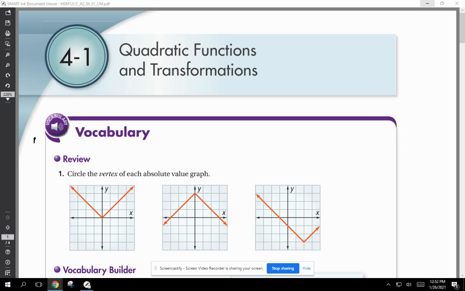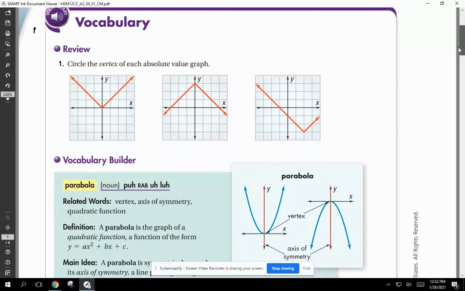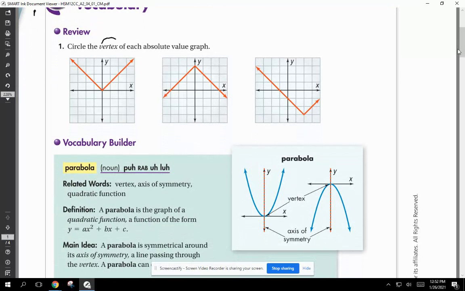We're learning about quadratic functions and transformations. This is chapter 4. These are the notes for chapter 4. First vocab word of chapter 4 is vertex. What is a vertex? Here's the word right here. Vertex is the meeting point of two lines, usually the top or the bottom value.